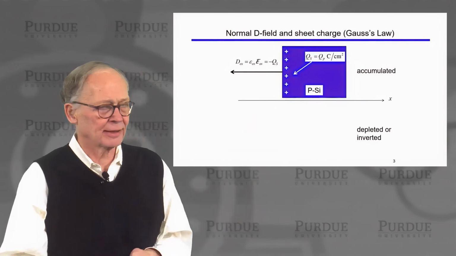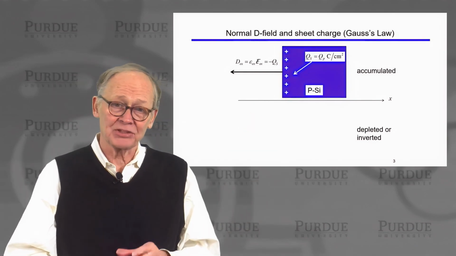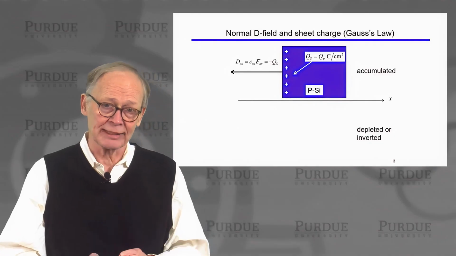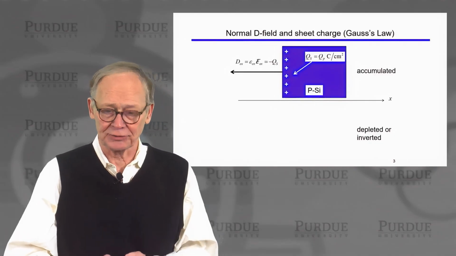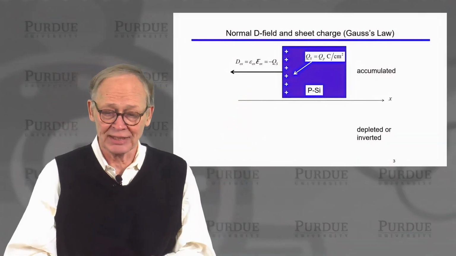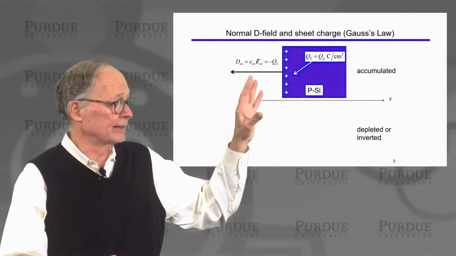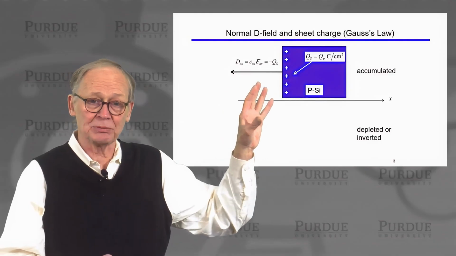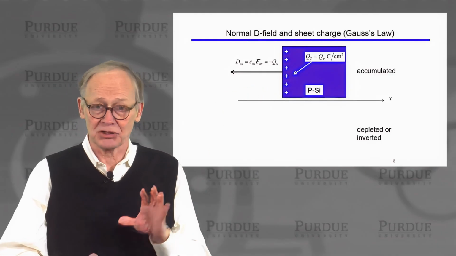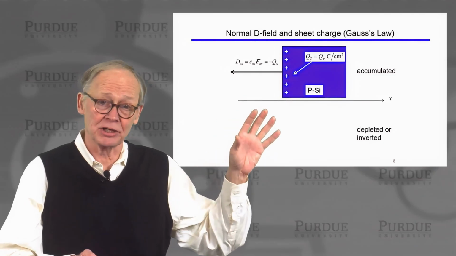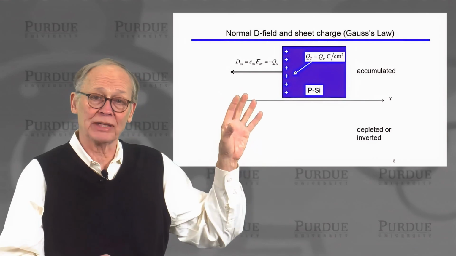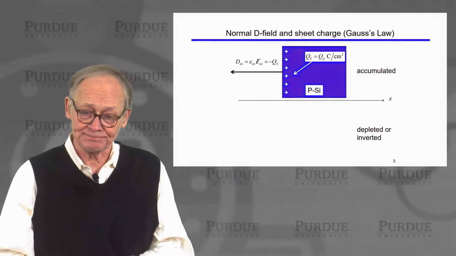Here's a p-type semiconductor. Let's say the surface potential is negative, so it attracts the positive holes and they accumulate at the semiconductor surface. So we know the field lines are going to point away from the positive charges. Gauss's law tells us that the displacement field in the oxide, D ox, is minus the charge in the semiconductor, because the charge is positive holes accumulating, but the displacement field is pointing in the minus x direction.